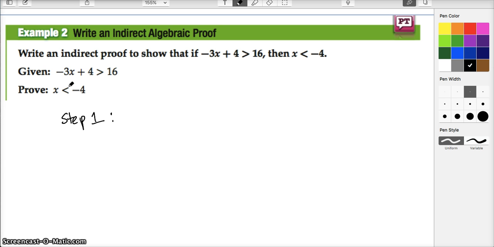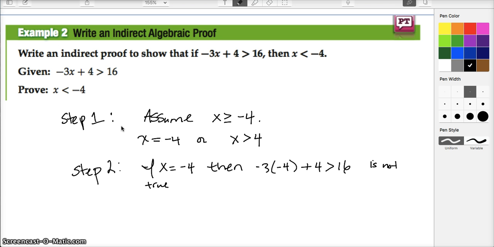Well, if x is not less than negative 4, then we're going to assume that x is greater than or equal to negative 4. So then what do we have? Looking at step 1, we can break it down. x has to be greater than or equal to negative 4, and x must therefore equal negative 4, or x is greater than negative 4, according to what we have agreed.